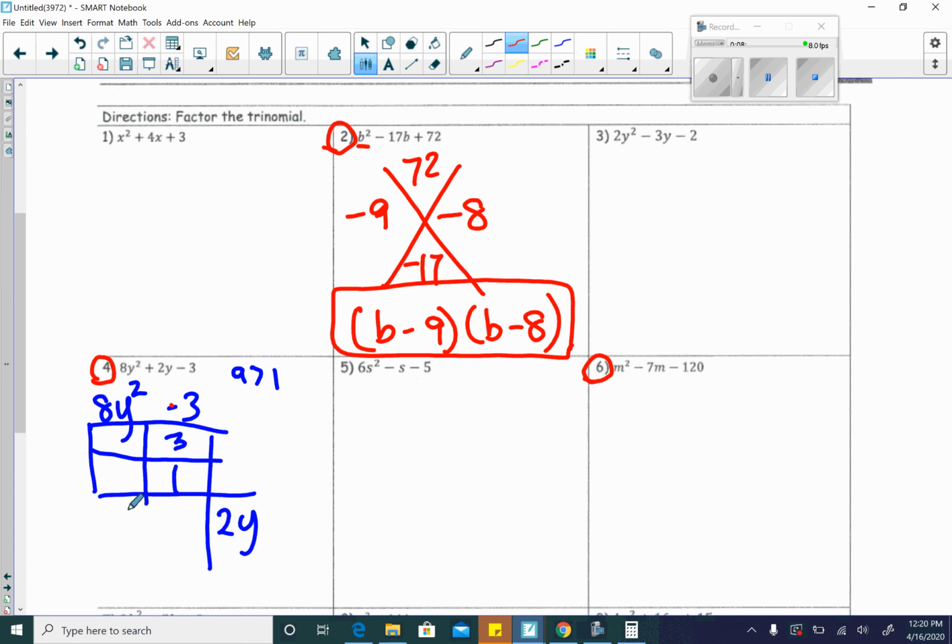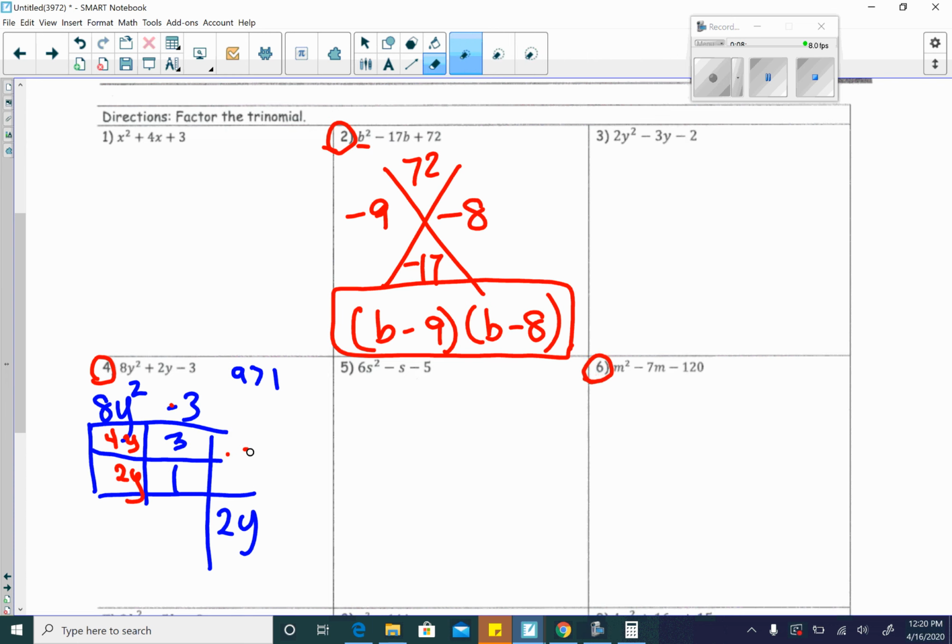You do not always have to start with a. Because for 8, I have 8 and 1, or I have 4 and 2. So let's try some things here. What about 4 and 2? This would give me 12. Sorry, of course it's y and y. This would give me 12y and 2y. Are those going to get me to 2y anyway? No way. So I have to erase it.